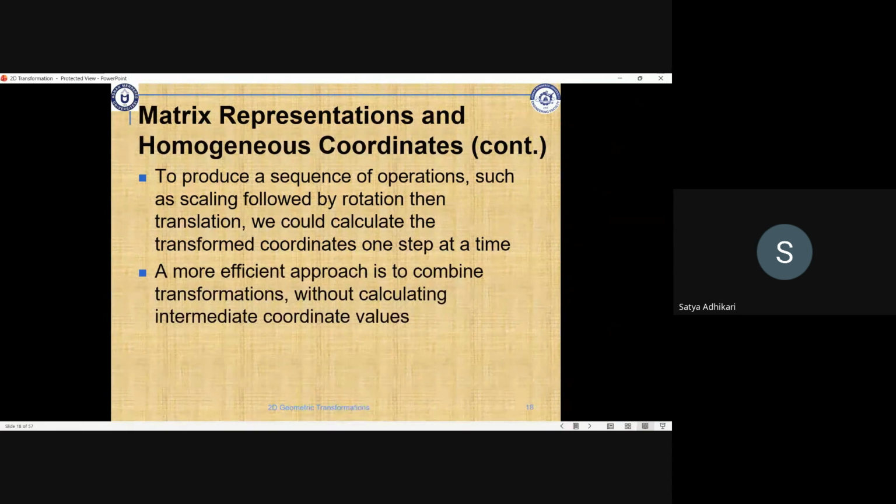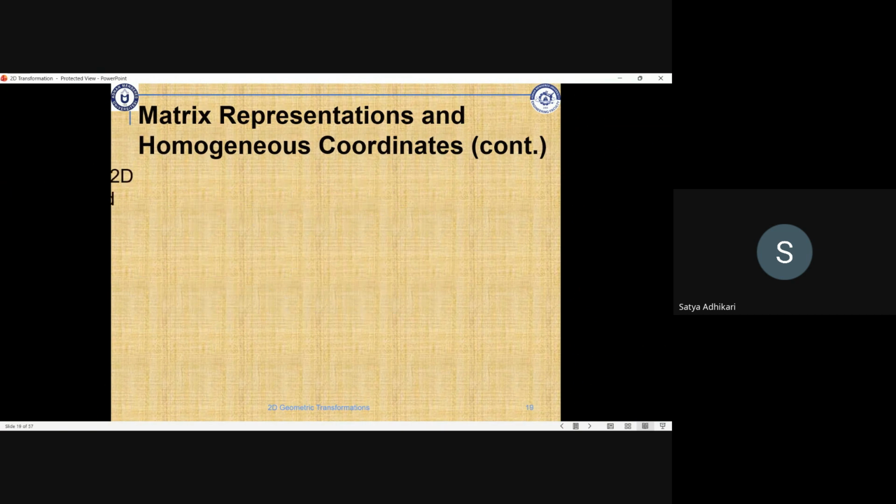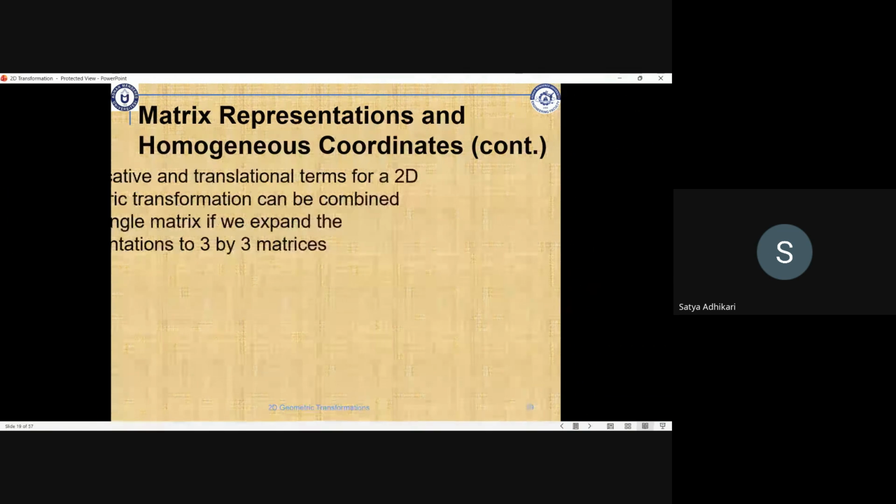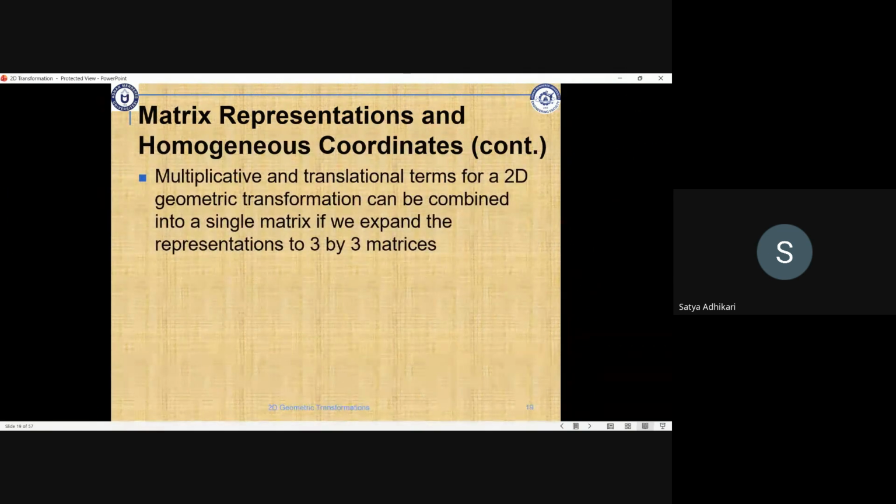A more efficient approach is to combine transformations without calculating the intermediate coordinate values. We need not calculate the intermediate values; we have to approach a combined transformation. Multiplicative and translation terms for a 2D geometric transformation can be combined into a single matrix if we expand the representation to 3 by 3 matrices.